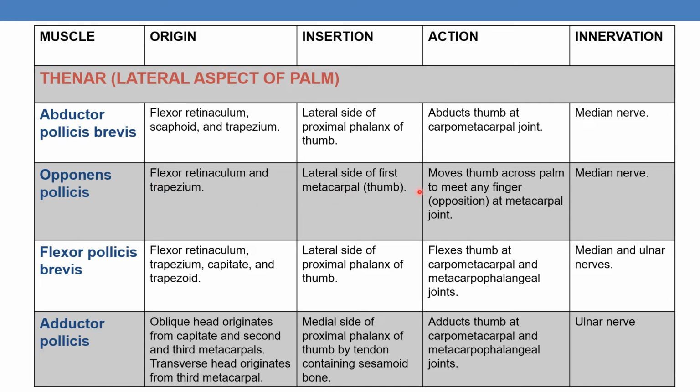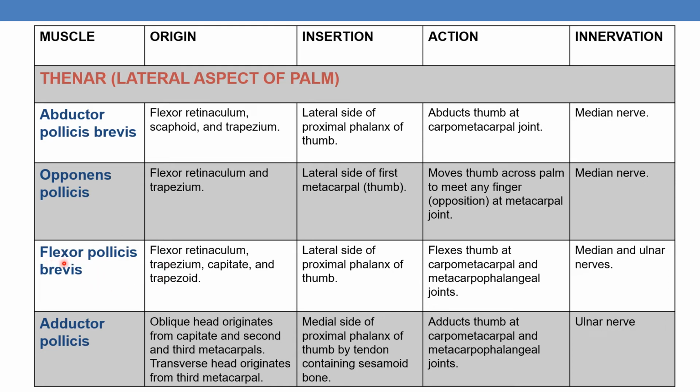Insertion is lateral side of first metacarpal of thumb. Action is it moves the thumb across the palm to meet any finger, opposition at the carpometacarpal joint. As the name indicates, it moves the thumb across the palm to meet any finger in an opposite direction at the carpometacarpal joint. And innervation is median nerve for opponens pollicis also.